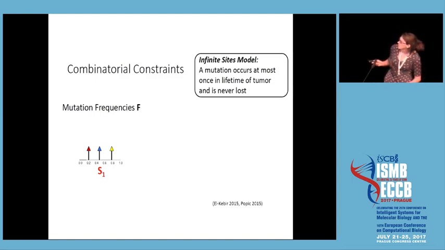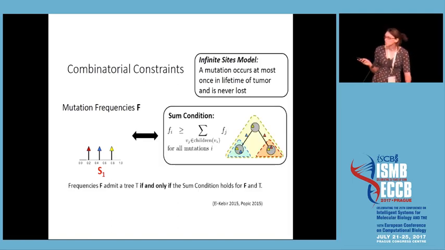So we're going to look at one sample to begin with. And suppose we observe some set of mutation frequencies for this sample. The constraint that the tree actually places on these observed frequencies is what's been called the sum condition. It just states that for any node in the tree, the frequency of the mutations of that node has to be greater than or equal to the sum of the frequencies of all the mutations in children nodes, in direct child nodes, rather.